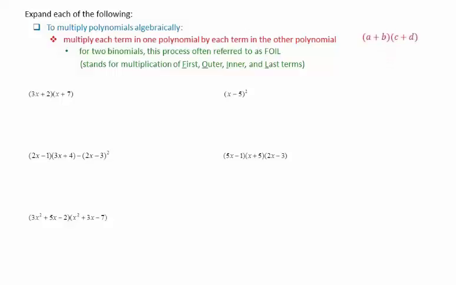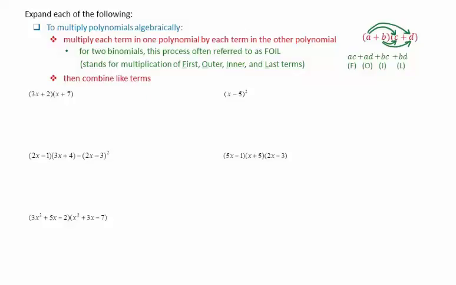Consider a plus b times c plus d. Multiplying the first terms gives a times c. Multiplying the outer terms gives a times d. The inner terms, b times c, and finally the last terms, b times d. Once we've done this, we have to combine the like terms.